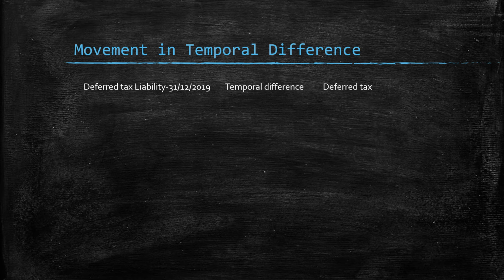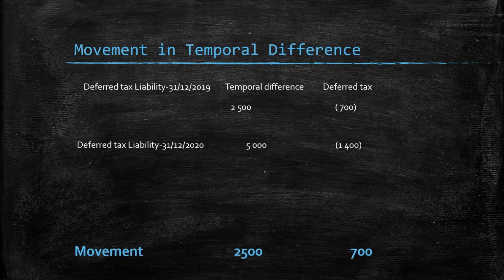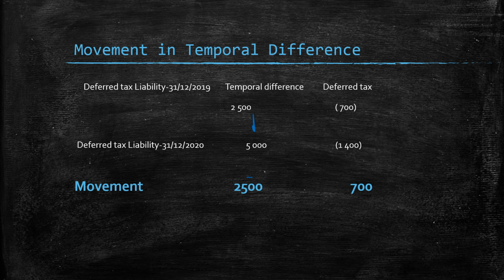Now, our deferred tax liability in the previous year gave us a temporal difference of 2,500 and a deferred tax of 700 rands. In the current year, we have a temporal difference of 5,000 rands, as we just did earlier, and a deferred tax of 1,400. Now, the difference between these two amounts is called a movement. So our movement in our temporal difference is 2,500 rands.